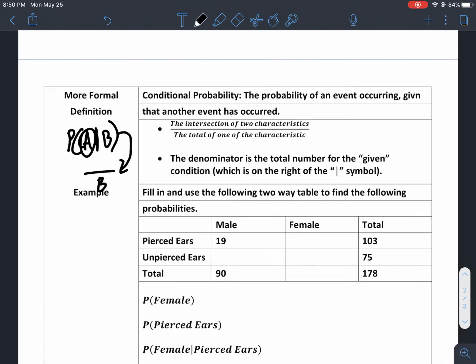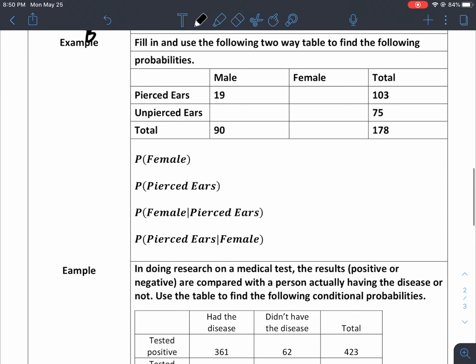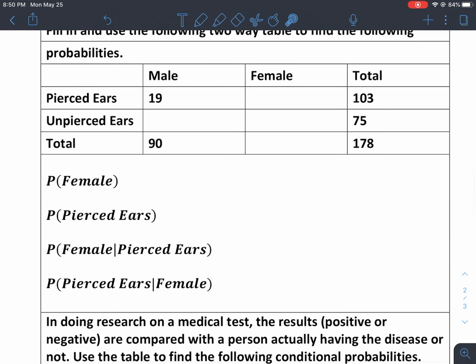So, it wants us to fill in the following two-way table and find the probability of the following numbers. So it wants us to fill in the two-way table and then investigate some things. Let's fill in the two-way table. Okay. So, males. The males in this study, there are 90 of them. 19 have pierced ears. That means 90 minus 19, or 71, don't.